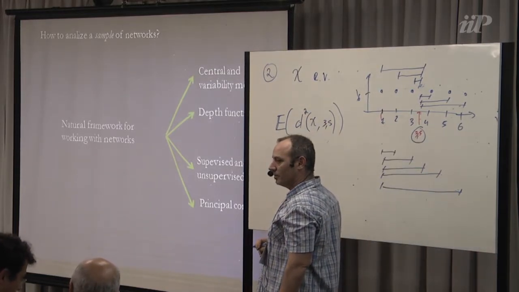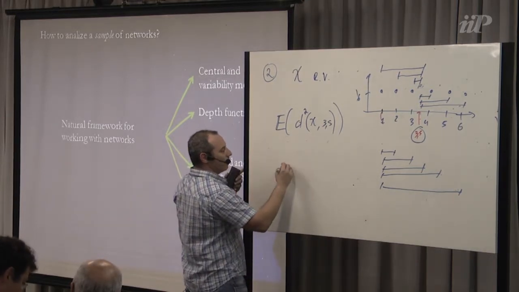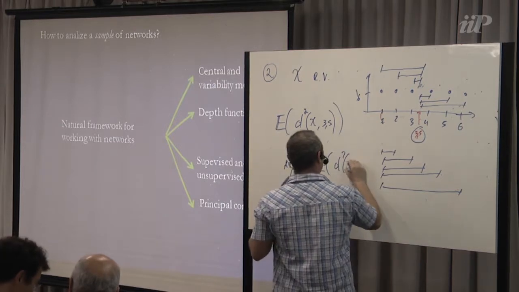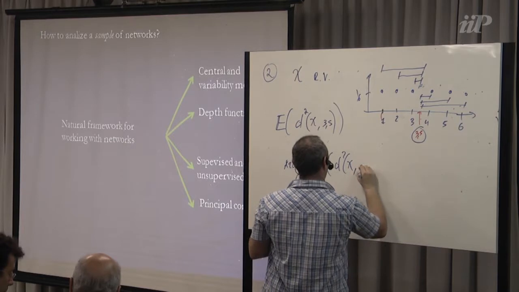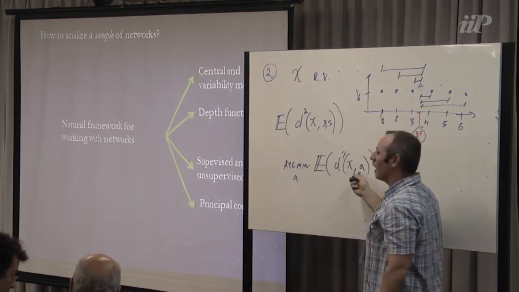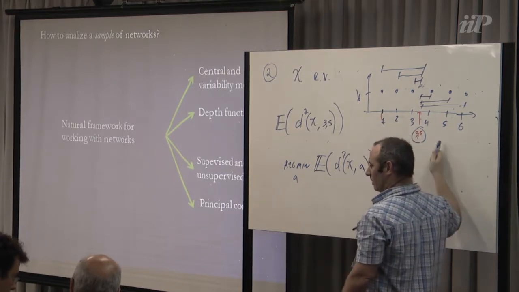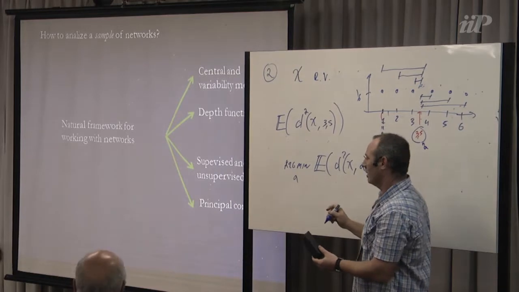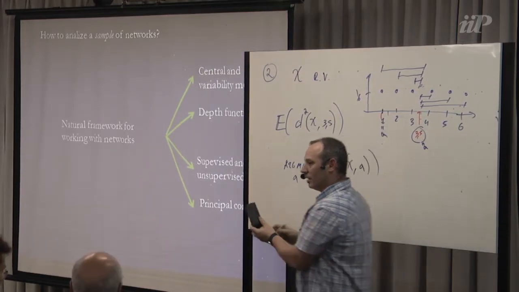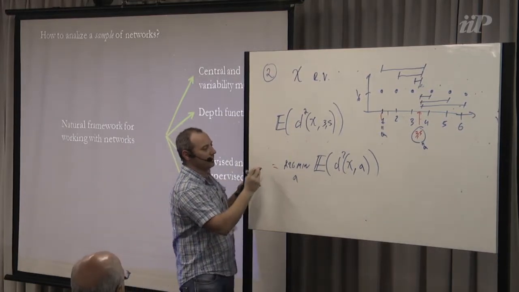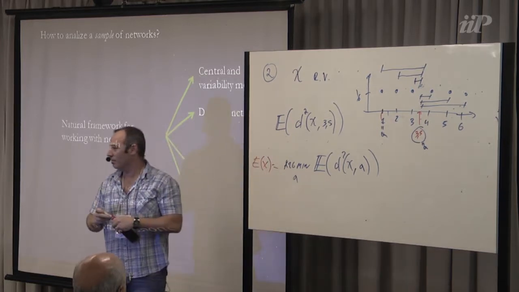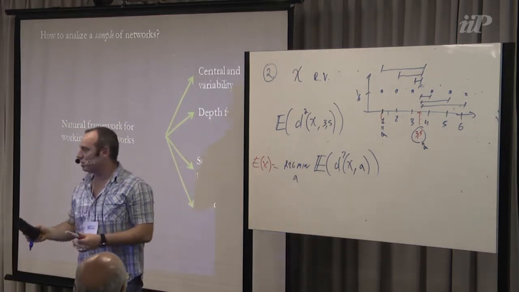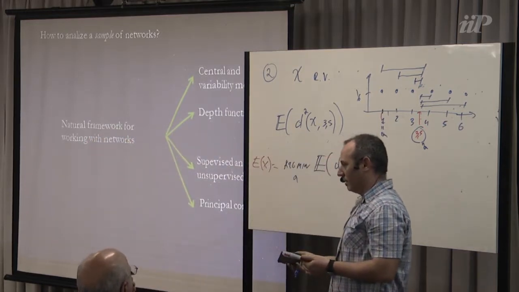Let me put a square there. So if I ask, what is the argument that minimizes this expected distance? Which number do I have to put here? This is what I call A. A is this one, or A is this one, or A is here. Which argument do I have to put here that minimizes the squared distance? I will obtain the expected value. But this is nice. Why is this nice? Because it's an argument based on distance. And for networks, thinking about distance is a good strategy. Okay.